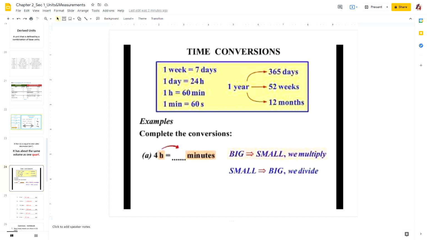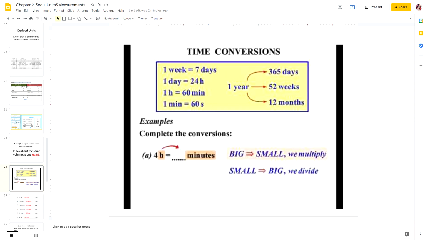And for time conversions, you're familiar with this. One week has 7 days, one day has 24 hours, 1 hour has 60 minutes, 1 minute has 60 seconds. And for 1 year, you will have 365 days, equivalent to 52 weeks or 12 months.